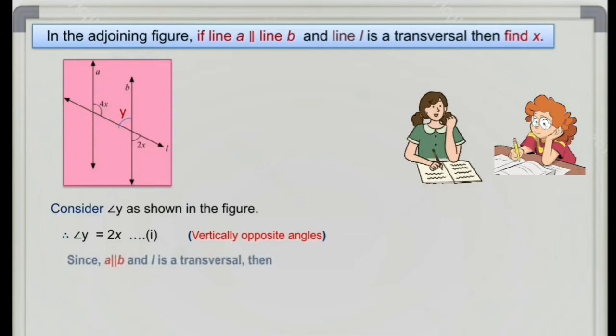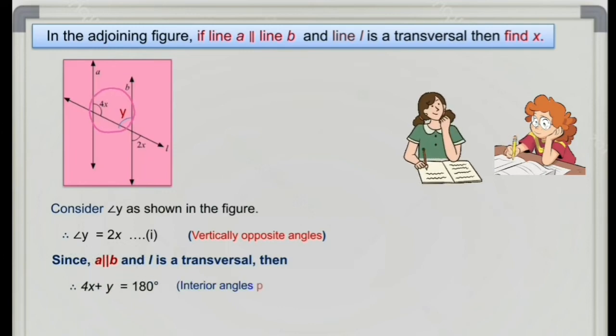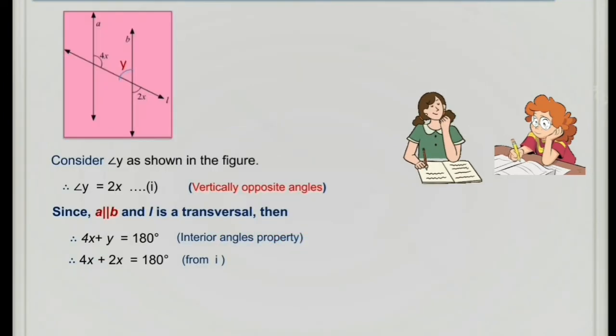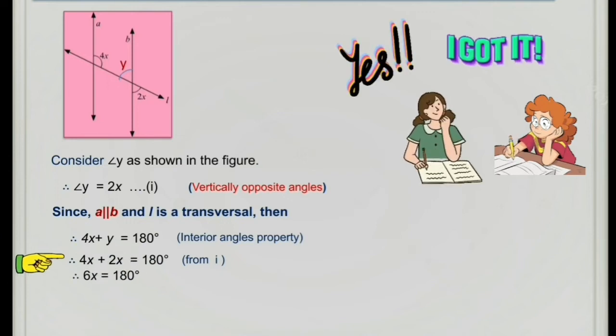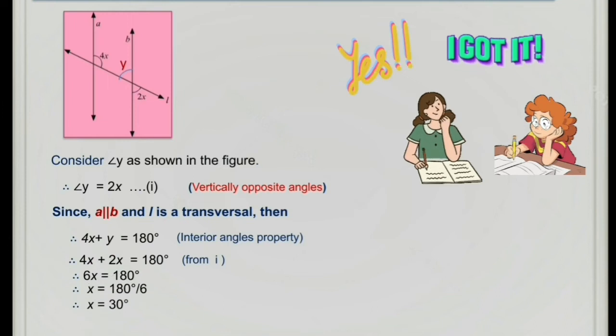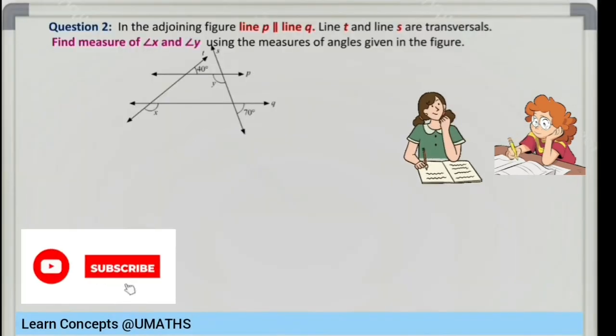Here, line A and line B are parallel and L is transversal. According to the property of interior angles, 4x plus y is equal to 180 degrees. Now substitute the value of y as 2x and we get 4x plus 2x is equal to 180 degrees. By solving and simplifying the equation, we get x is equal to 30 degrees. Now here we have the next question.